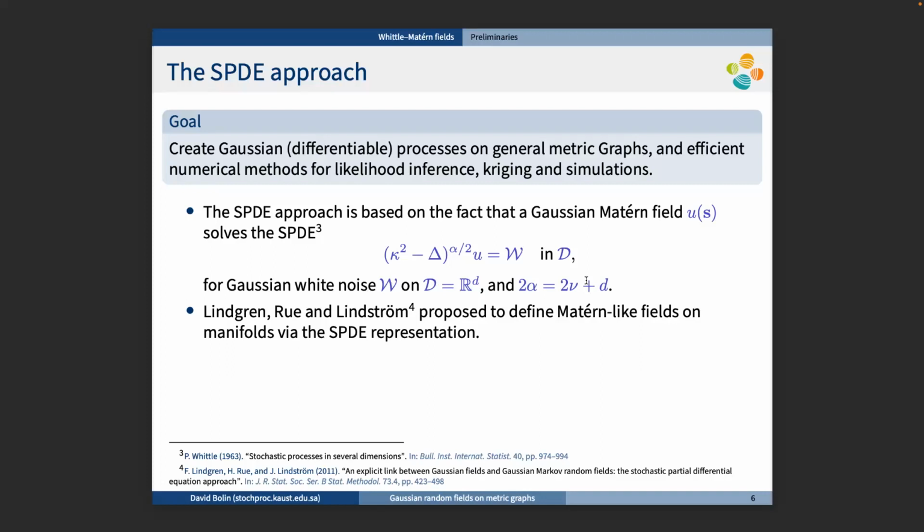And this is very nice because then you do not have to deal with checking positive definiteness of covariance functions to make sure that you have a well-posed model, but you only have to make sure that the stochastic PDE is well-posed, and that is generally much easier to do than checking positive definiteness.